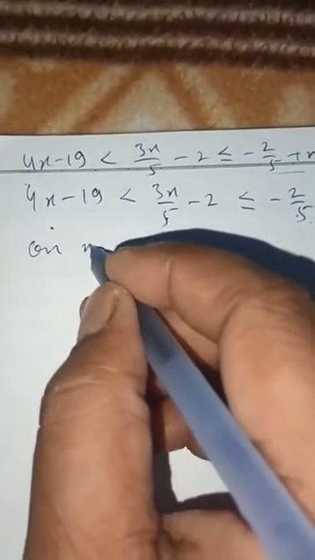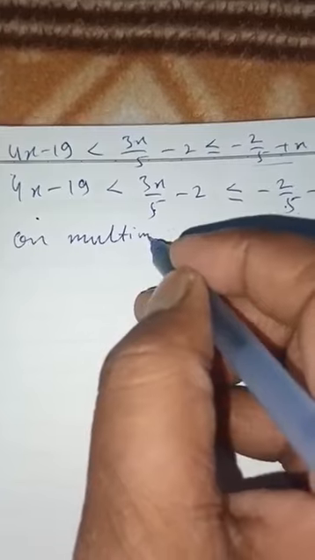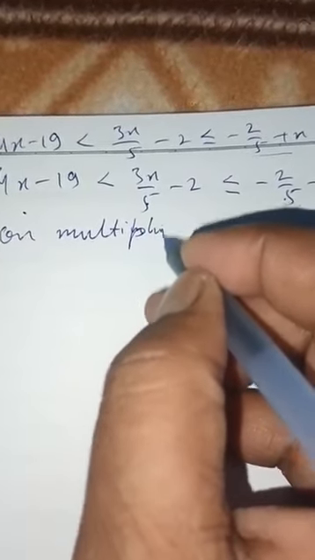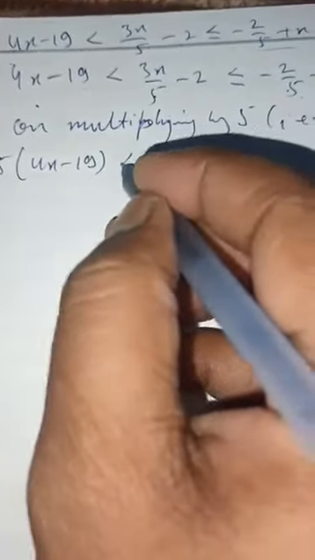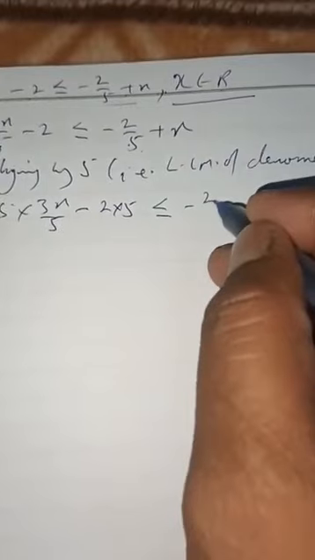So on multiplying by 5, that is the LCM of denominators, we'll get 5 into 4x minus 19 is lesser than 5 into 3x upon 5 minus 2 into 5 is lesser than or equal to minus 2 upon 5 into 5 plus 5x.